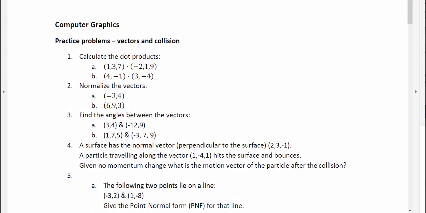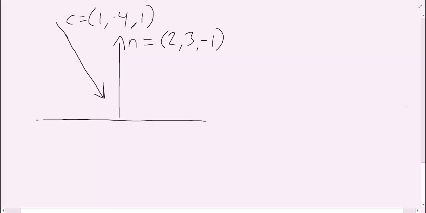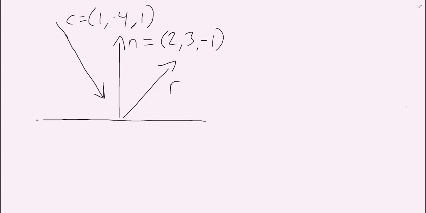So this is nowhere close to being a correct image of these vectors. It hits the surface and bounces. And so we're supposed to do a reflection of this vector around the other vector. So again, in this very crude image, we're trying to find the vector r, which will be the reflected direction. And this is simple enough.